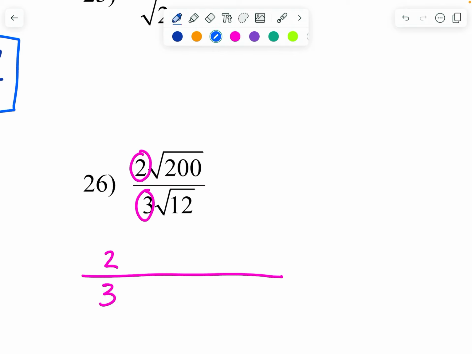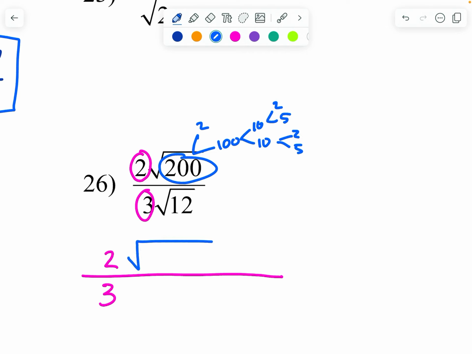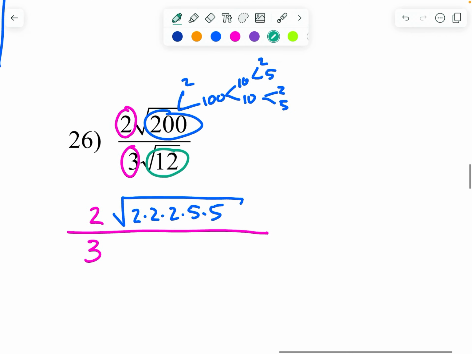I think I'll go ahead and I'll simplify this 200. That's going to be 2 times 100, which is going to be 10 times 10, which is going to be 2 and 5, and 2 and 5. And I'm going to write all of those under my square root. So I have 2 times 2 times 2, and 5 and 5. I'm going to go ahead and simplify my 12 out. So I have 2 times 6. I have 2 times 3.